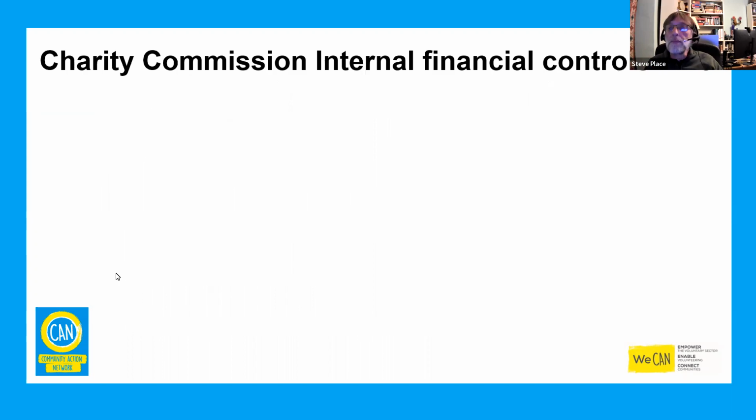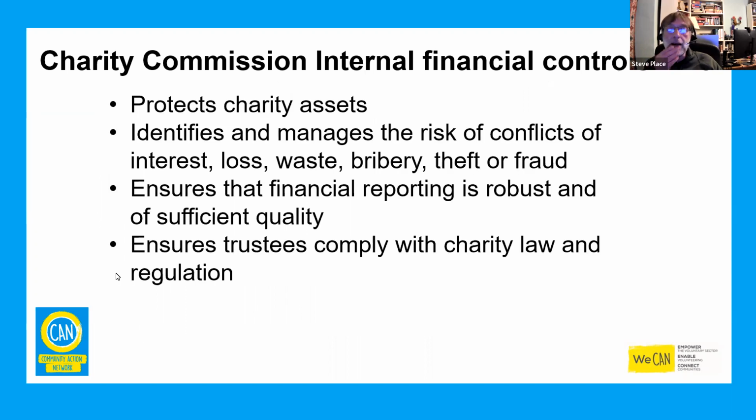I said something about internal financial controls. So there is guidance, CC8, and when you get these slides, there'll be a link to it on the channel. It has a very useful checklist. So basically, your controls are about how you protect the charity's assets, identify and manage the risk and conflicts of interest, loss, waste, bribery, theft, or fraud, ensure that financial reporting is robust and of sufficient quality, and ensure trustees comply with charity law and regulation. It'll be different for each charity, but we have a template if you haven't got anything in place or you want to check whether yours is fit for purpose.